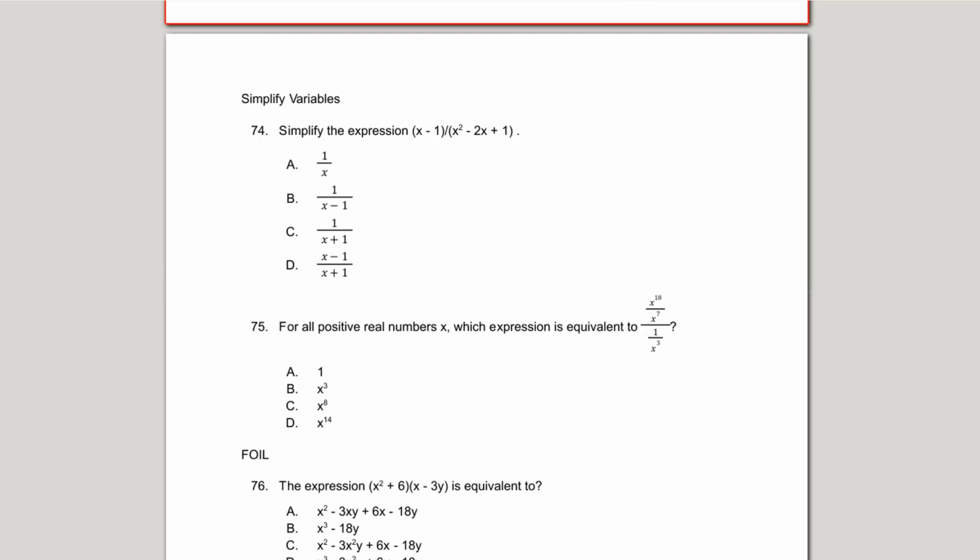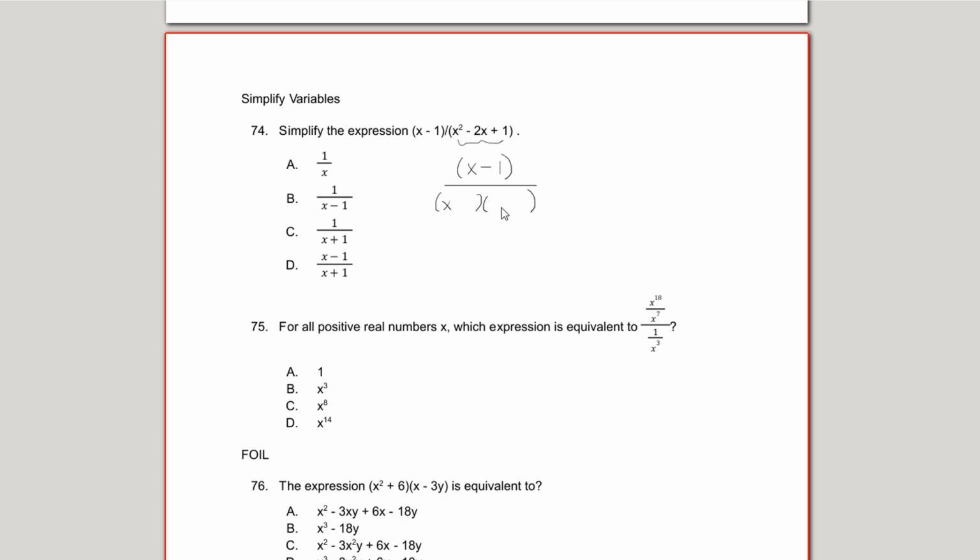Let's look at simplifying variables with question 74. Again, we've worked some similar to this. When I see a question like this and I have a quadratic anywhere in it, I'm going to try to factor it. So let's rewrite this numerator on the top. X squared minus 2x plus 1, I can break down into two terms here.